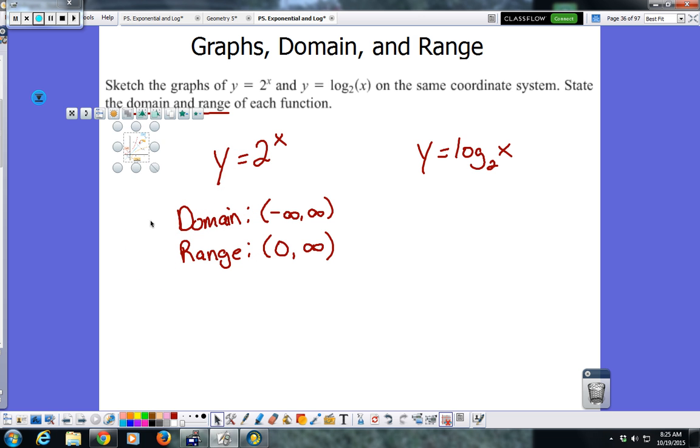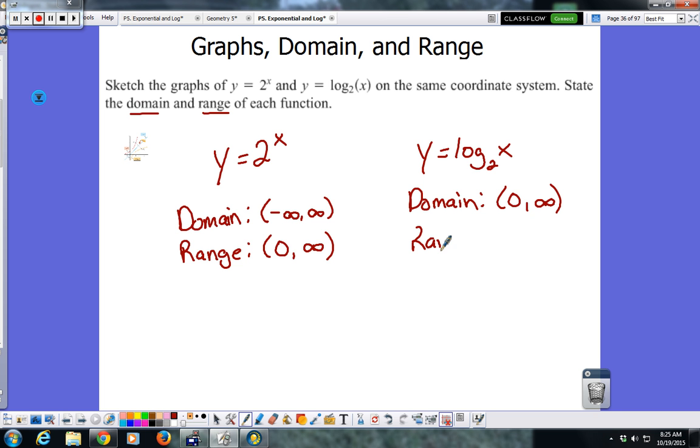Well, now it's easy. Watch this. Domain: zero to infinity. Range: negative infinity to positive infinity. How did I do that so fast? They're inverses, just told you. Your x's and y's just flip. Your domain and range simply flip. And does that go along with what I told you?